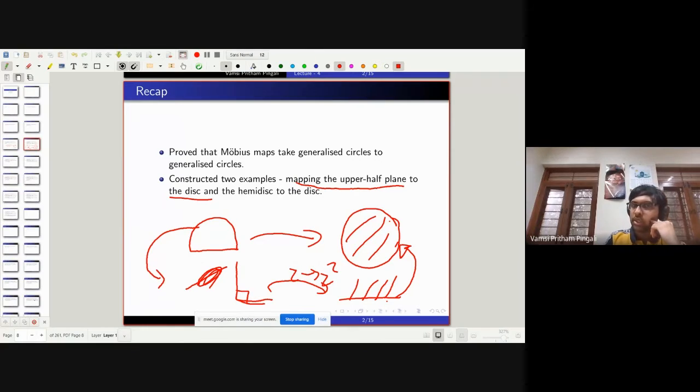So the point of these examples is to tell you that not everything can be done by Mobius maps. You might have to do things like this. That's one thing. The other thing is also to show little tricks that you can use to find the maps that you want.